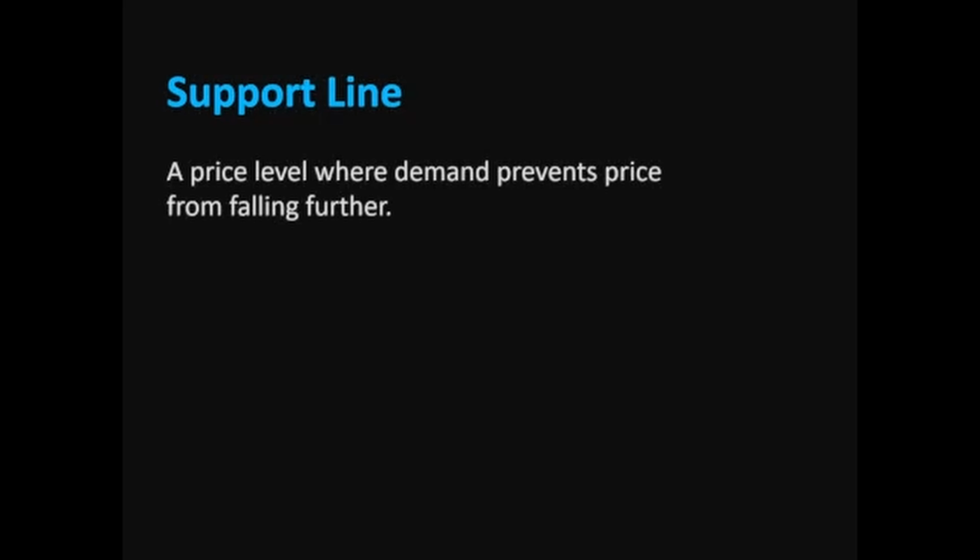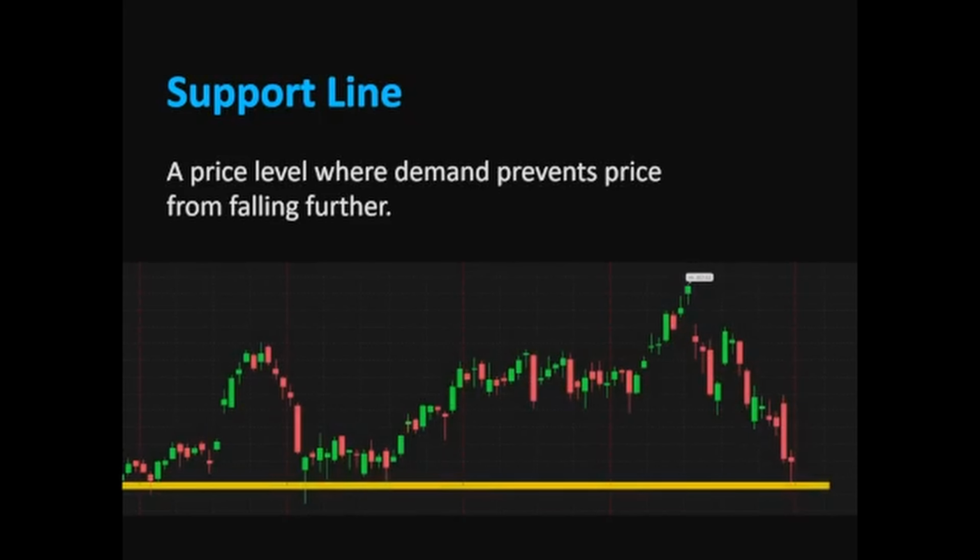Next, let's talk about support lines. A support line is a price level where demand prevents price from falling further. The image below shows a stock chart where we have a golden line drawn, and this is going to see if it's an actual support line.